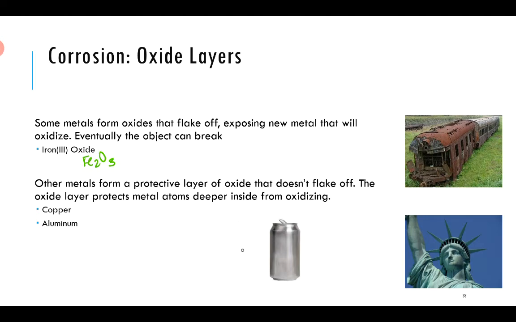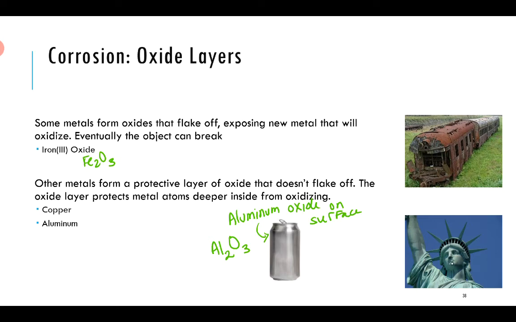There's other oxides that are protective and form a very hard surface that protects the metal underneath from further oxidation. Copper and aluminum have protective oxide layers. And so on the surface of this aluminum can, there's a very thin layer of aluminum oxide. And so aluminum oxide would have that chemical formula.